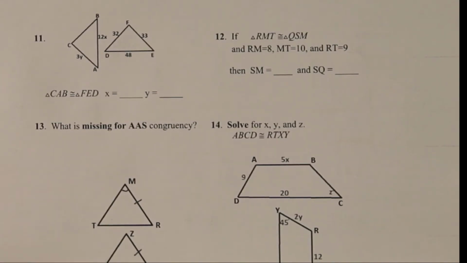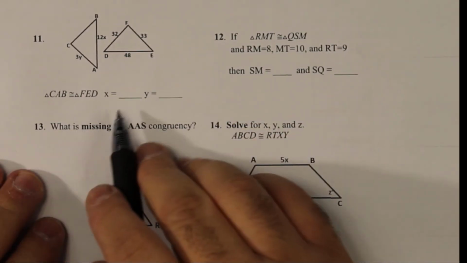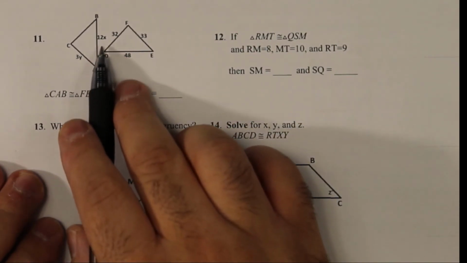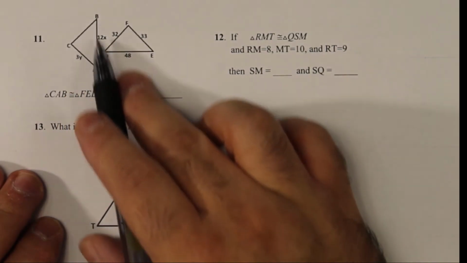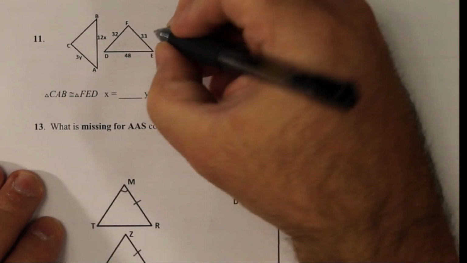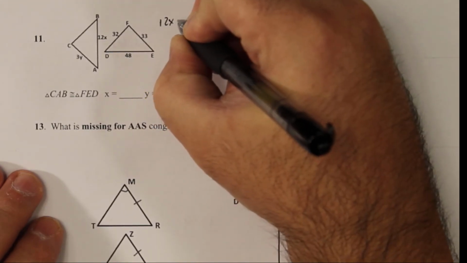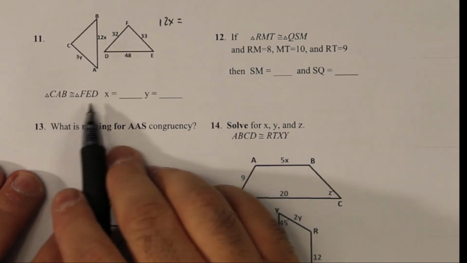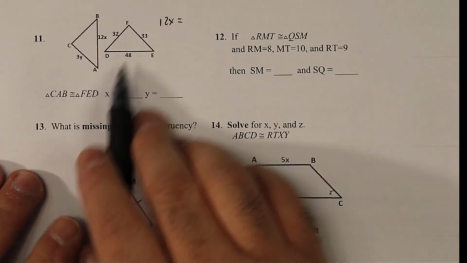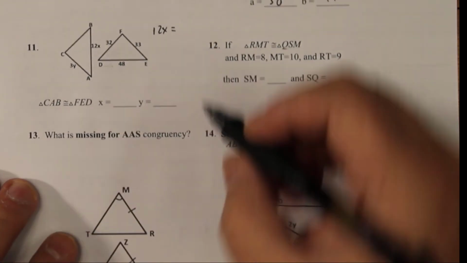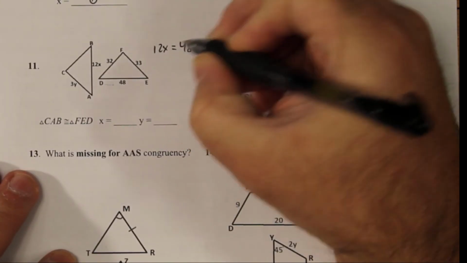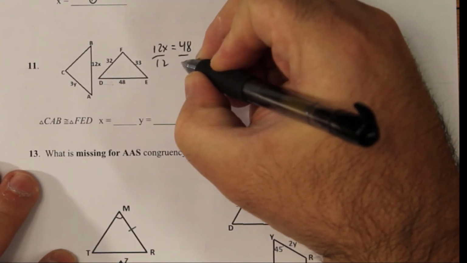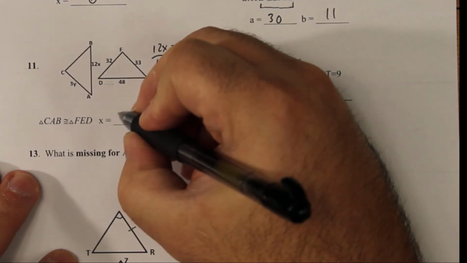Number 11, same thing. So when I'm looking at X, X is on this side between the B and the A. So it's going to start with 12x equals, and then if it's between the B and the A, that means it has to be between the E and the D. So the E and the D is the 48 right there. 48. Now divide by 12 to get the X all by itself.